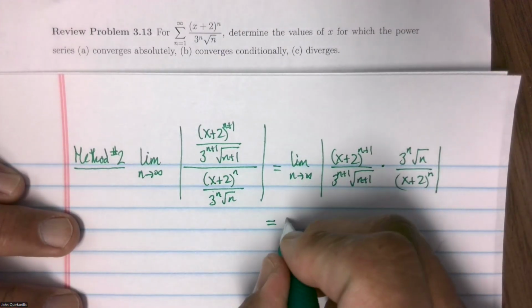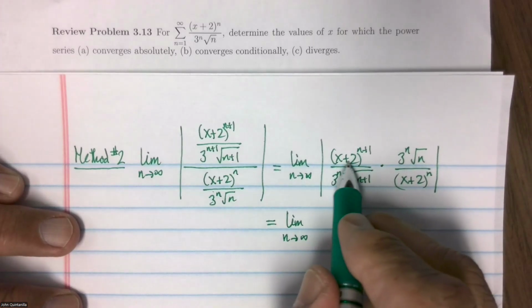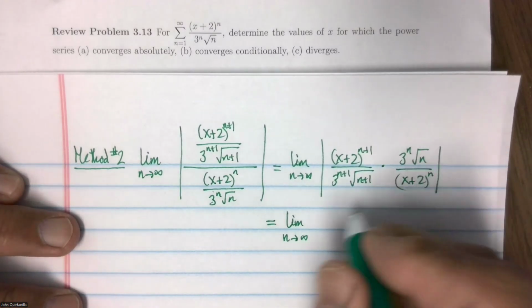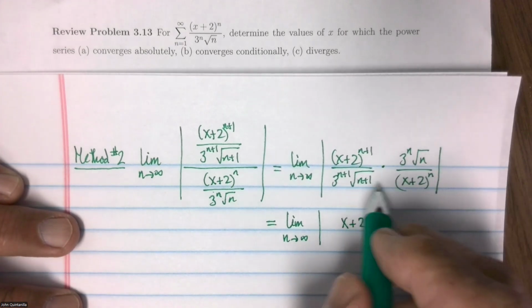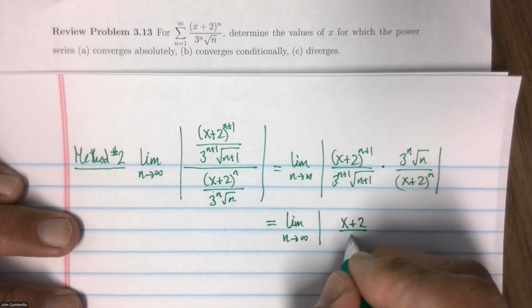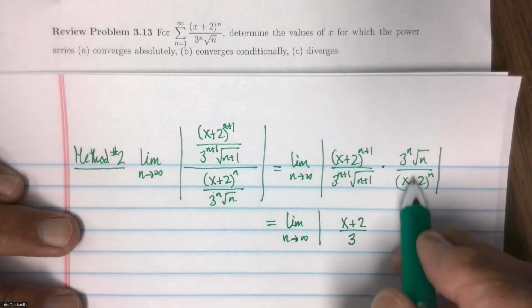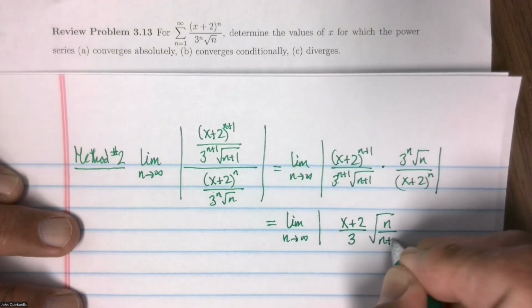Okay, now let's see what happens. Limit as n goes to infinity. Let's start collecting terms. x plus 2 to the n plus 1 over x plus 2 to the n, that's just simply going to be x plus 2. 3 to the n plus 1 on the bottom, 3 to the n on top, that gives me a 3 on the bottom. And then combine the square roots, I get the square root of n over n plus 1.